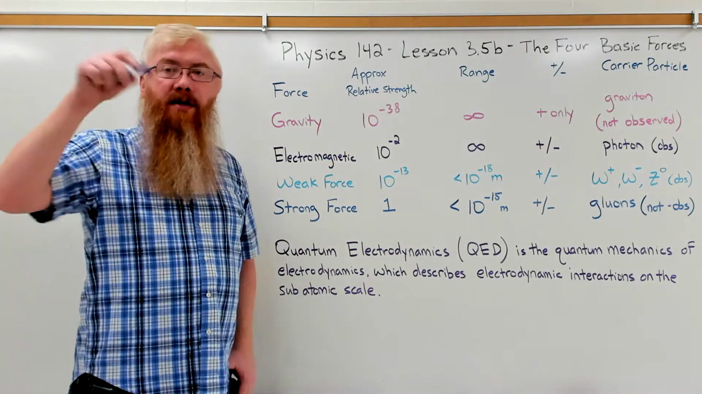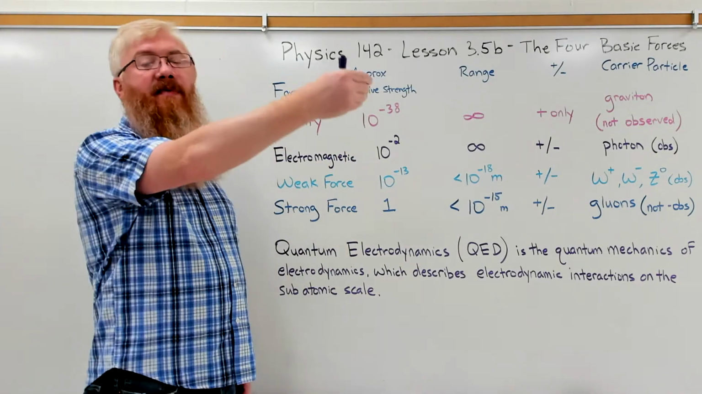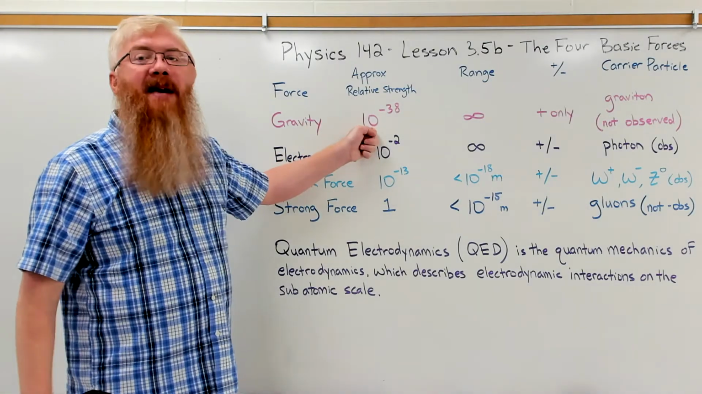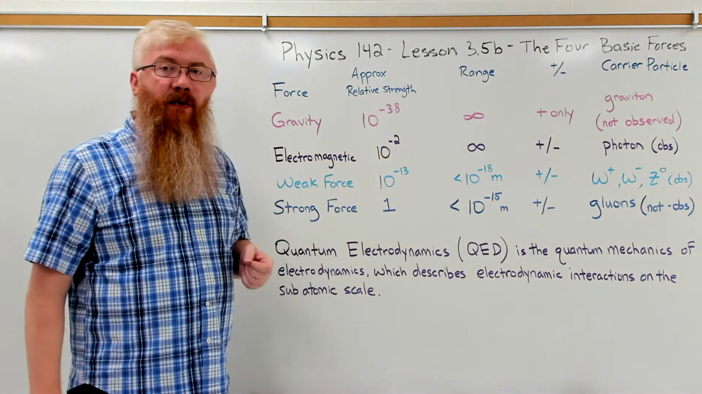That's 0.000 with 37 zeros and a 1. So gravity is by far the weakest of these forces.